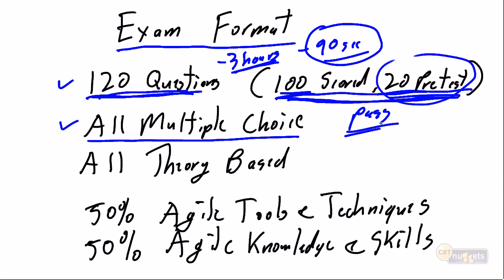So what is a pass? PMI does not officially release the passing grade for any of their certifications, but generically speaking, around 70%, so 70 of the 100 scored questions need to be right to get a pass.